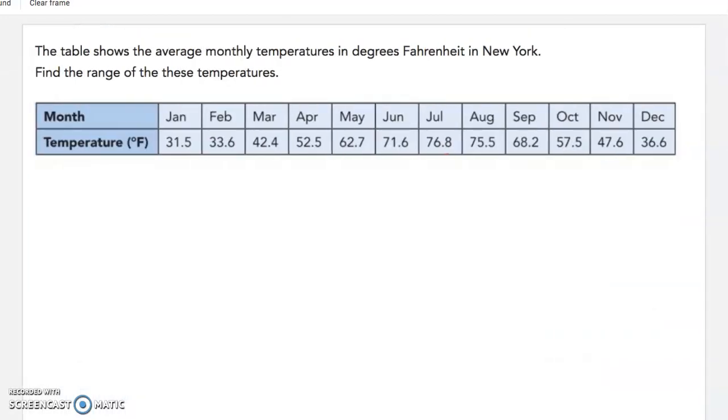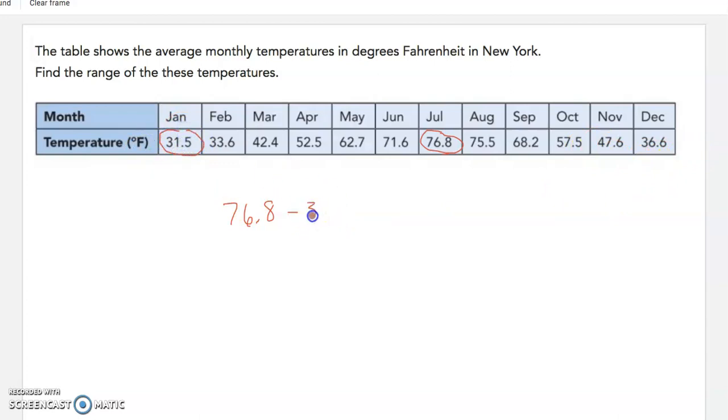So, the table shows the average monthly temperatures in degrees Fahrenheit in New York. Find the range of the temperatures. So we have to take the greatest number, which is probably someplace in the summer. And let's see, for the summer the highest one looks like it's 76.8. So the greatest number is 76.8. And we're going to subtract the smallest number, which is going to be in the winter. So this one, January, looks like it's 31.5.